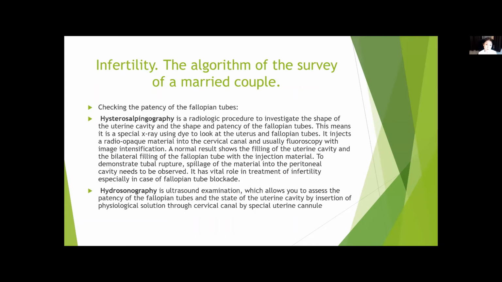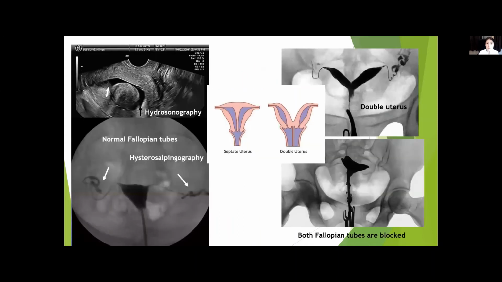Hysterosonography is an ultrasound examination which allows testing the patency of the fallopian tubes and the state of the uterine cavity by insertion of physiological solution through the cervical canal by a special uterine cannula. In this picture, you can see hydrosonography, ultrasonography. This is the uterus. This is a liquid solution, physiological solution, and tubes. Both of these tubes are patent.